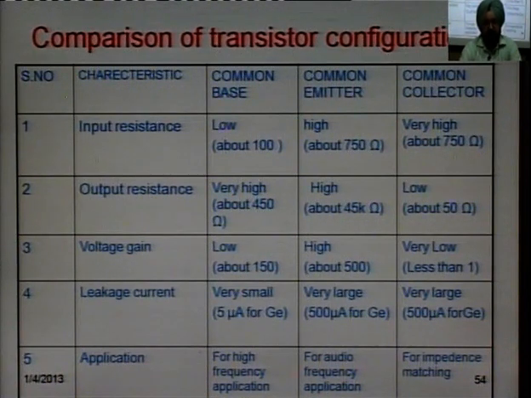Very small leakage currents take place in the case of common base. Very large leakage currents take place in the case of common emitter and common collector. And where do we use these transistors in these configurations? When you use it as a common base, then we use it for high frequency application.